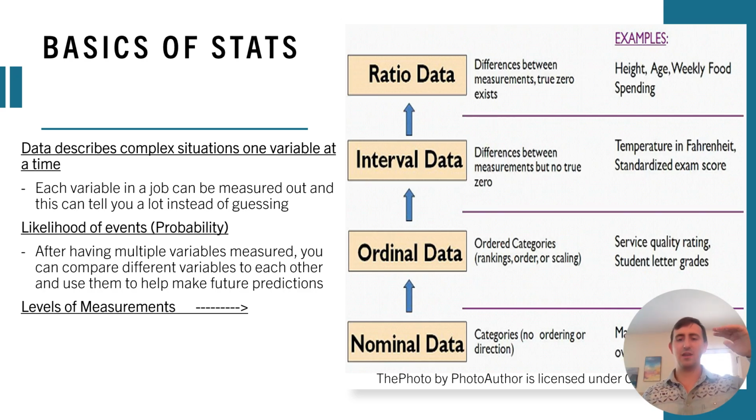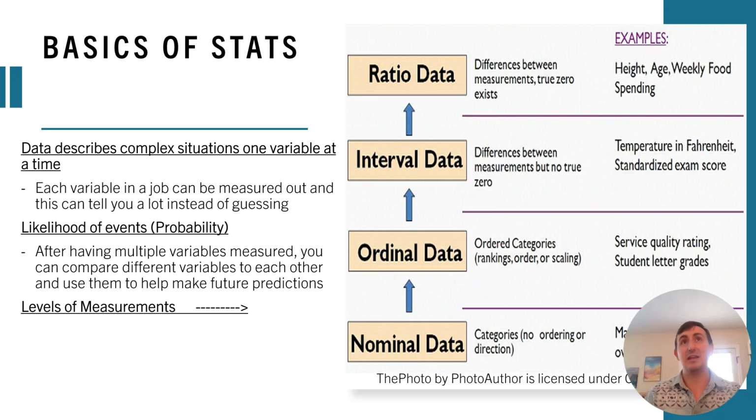If your score on an SAT was, I don't know, 1100 and the next person got 1099, that interval of 1 point is the same as someone who got 1100 or 1099 and 1098. That 1 point is 1 point. It's the same distance no matter how you order it.